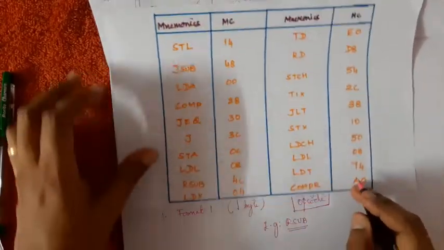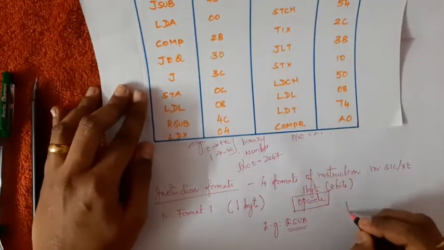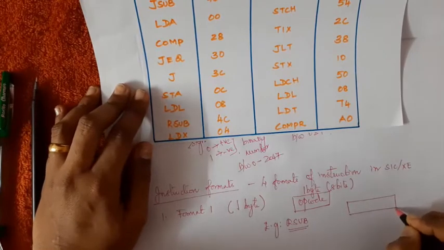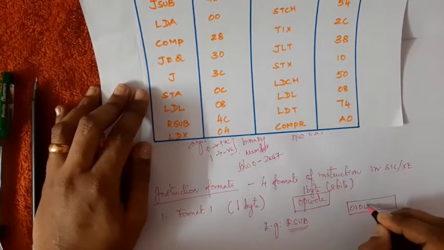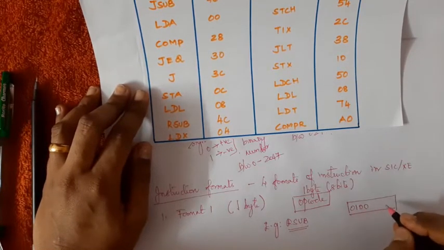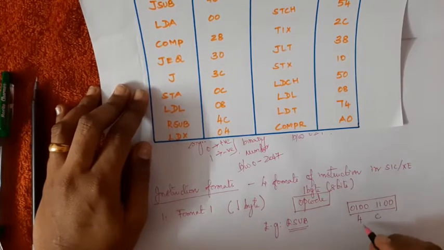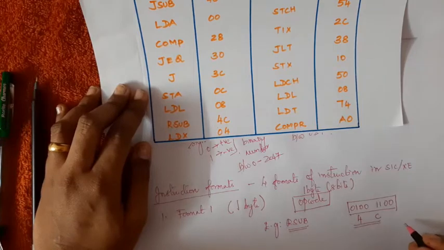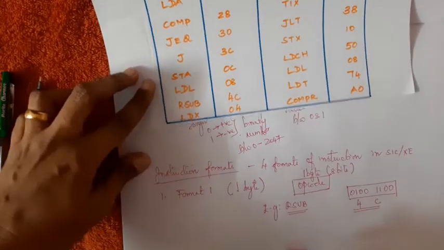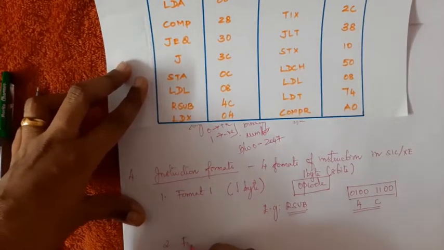When I say RSUB, the opcode for RSUB would be 4C. So how do we write here? We'll write 4C. 4 is 0100. C, the value of C would be 1100. So now 4C, this is the object code. And now we go for format 2 instruction.